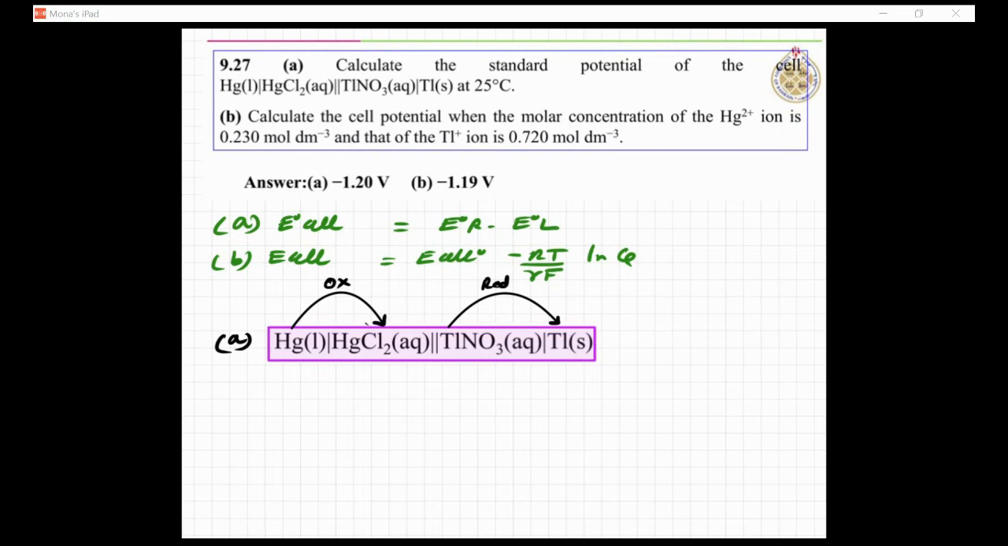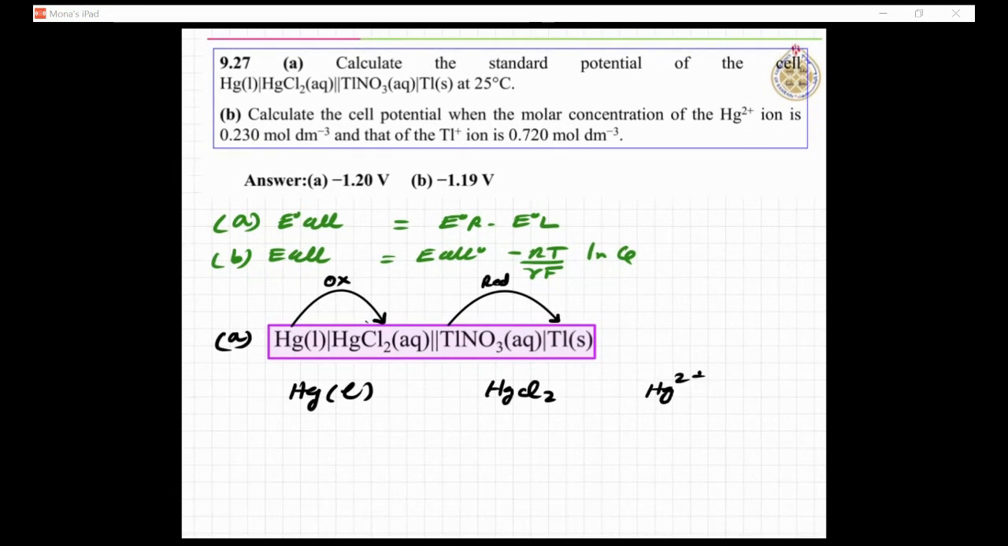Now let's look at the standard potential table. Here we have HgCl2. What is the oxidation number of Hg here? This is Hg liquid, and Hg here is in HgCl2, so that should be Hg2+. So we'll go to the table.